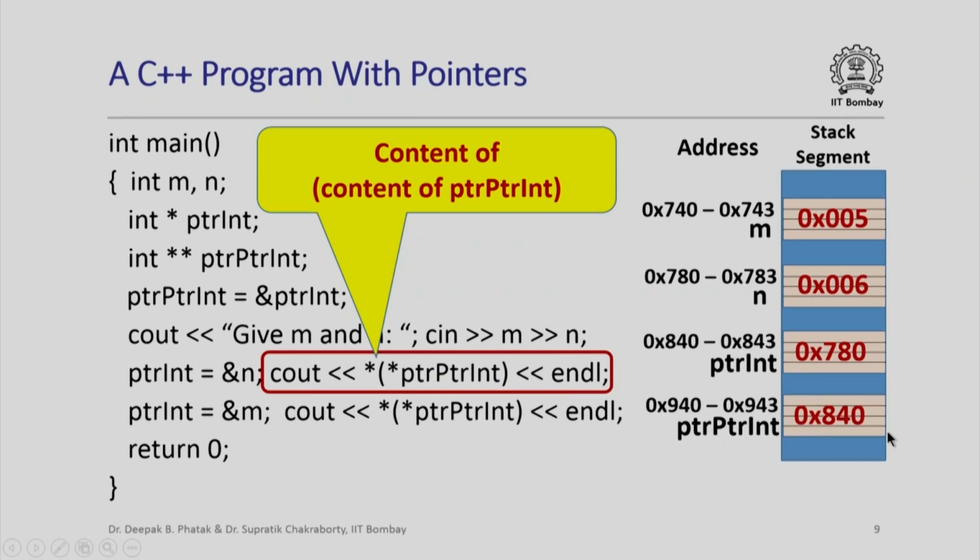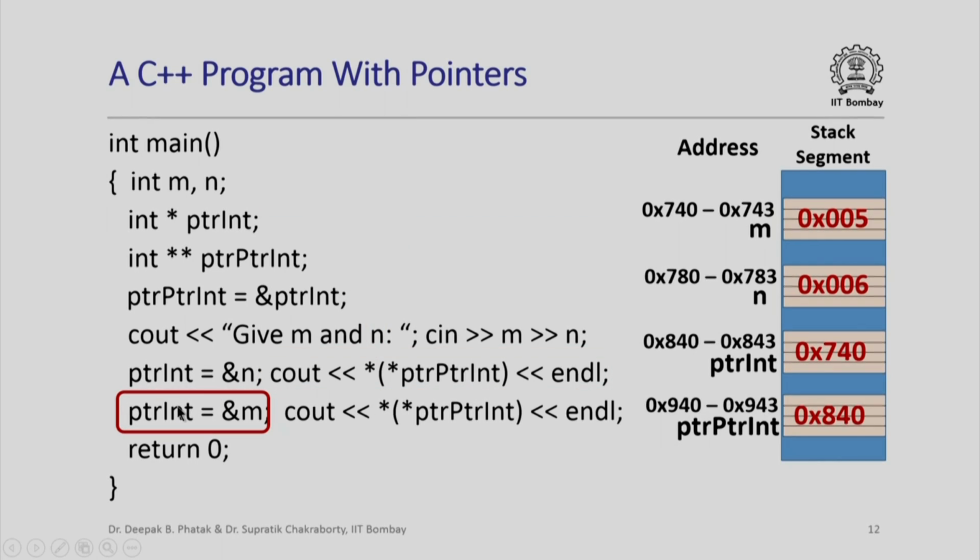Well, what is the value of pointer pointer int? That is hex 840. So I have to find the content of hex 840. What is the content of hex 840? That is hex 780. So now I must find out the content of hex 780. What is the content of hex 780? I must go to the address hex 780 and find out what is stored there, that is hex 6. So this statement will print 6 followed by an end of line.